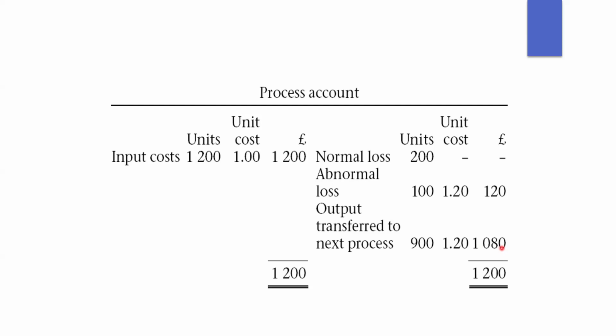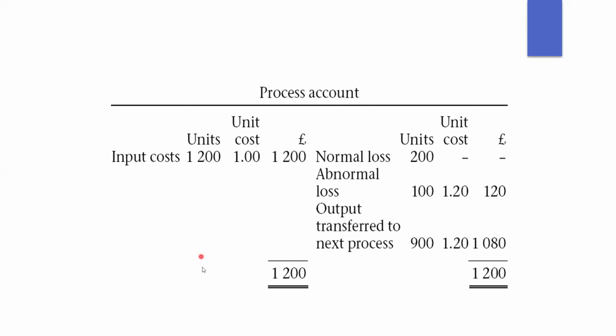Now we know that there is an abnormal loss, which is 200. That 200 is 1/6 of 1200. However, we can't see any scrap value or selling value, so it is blank.